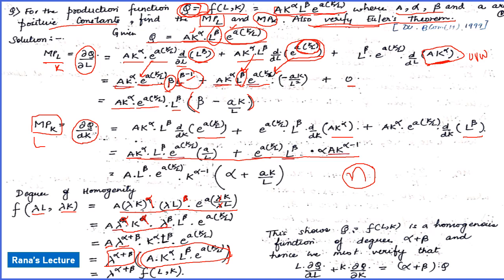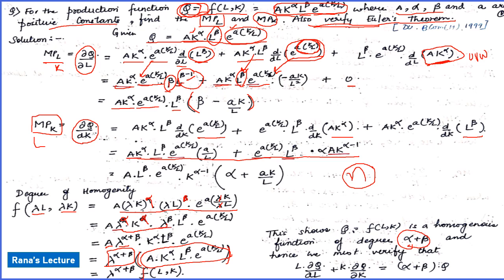the original function. So now you see, lambda to the power alpha plus beta times the function, which is a function of labor and capital, right? It means what is the degree of the function? The degree of the function will be alpha plus beta. We have got the degree of the function. Now what is our objective? We have to verify Euler's theorem.